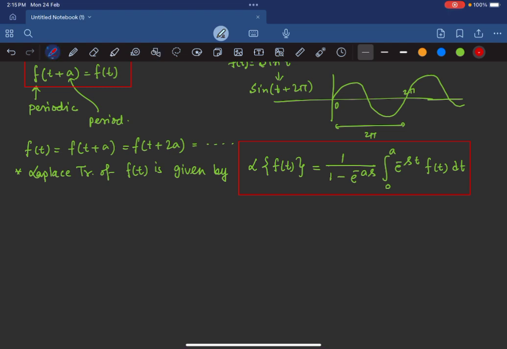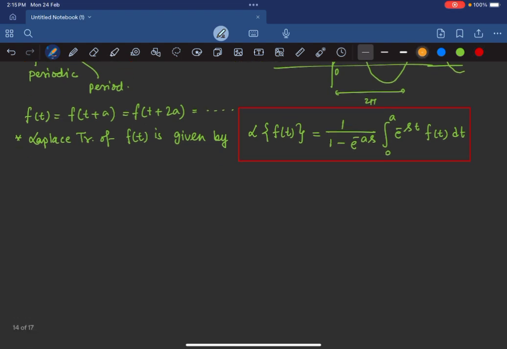So in that case the formula goes like this: 1 by 1 minus e power minus a s, times the integral from 0 to a of e power minus s t f of t dt, where obviously s is greater than 0. Now the proof for this formula is quite straightforward. So if you want this proof, you can consider it. The Laplace transform of f t is given by the integral from 0 to infinity of e power minus s t f of t dt.